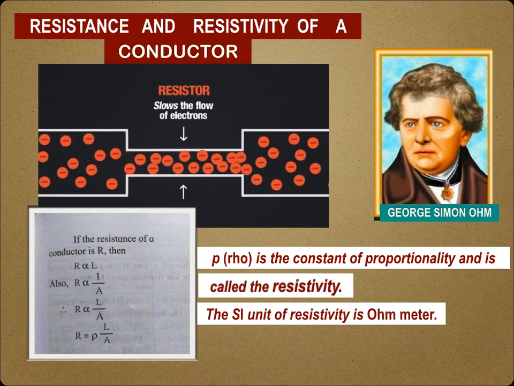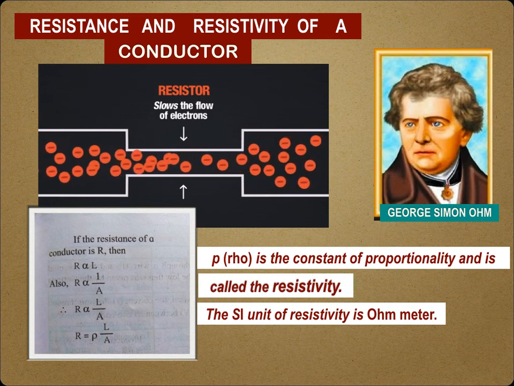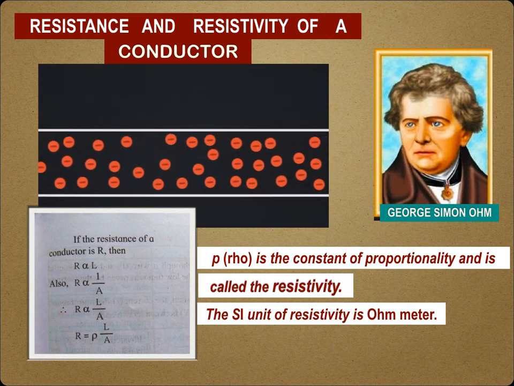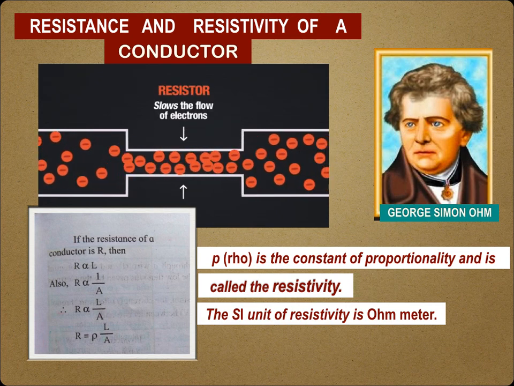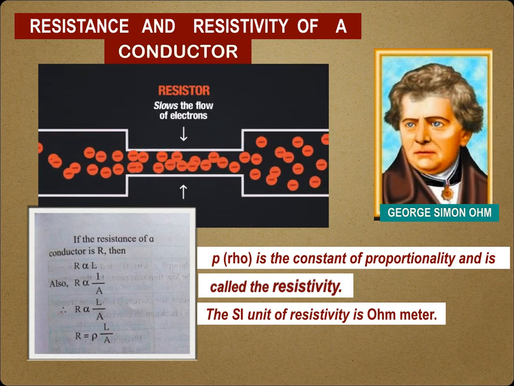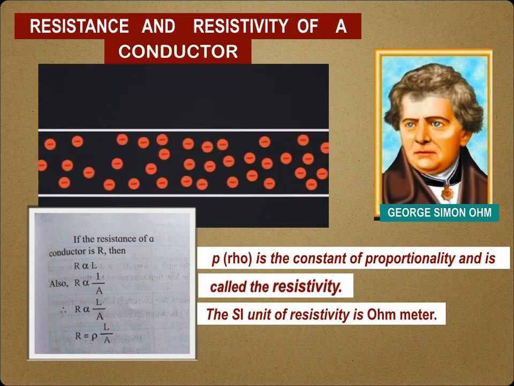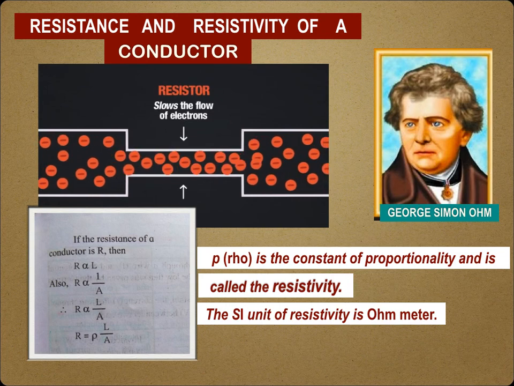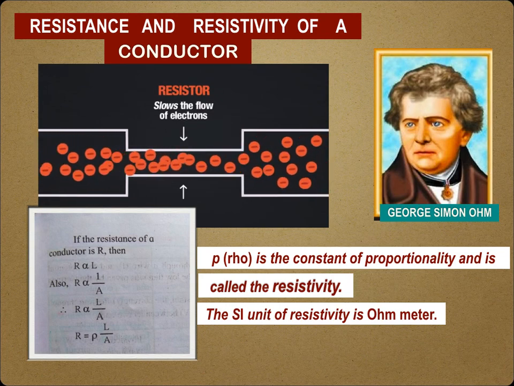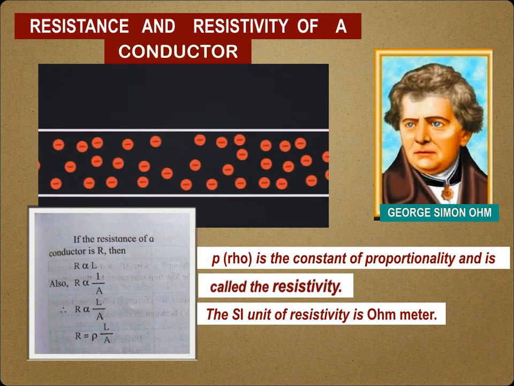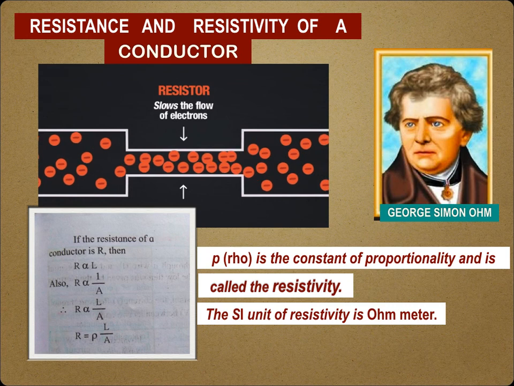Now we shall see resistance and resistivity of a conductor. Now we know that there are a large number of free electrons in a conductor and they are always in random motion. When a potential difference is applied between the two ends of the conductor, then these electrons start moving from the end at a lower potential to the other end at a higher potential, and this directional motion of electrons causes the flow of current.